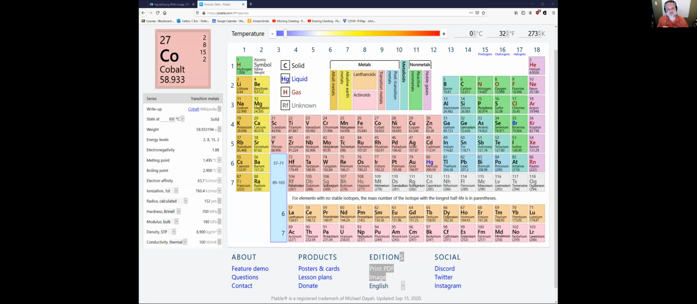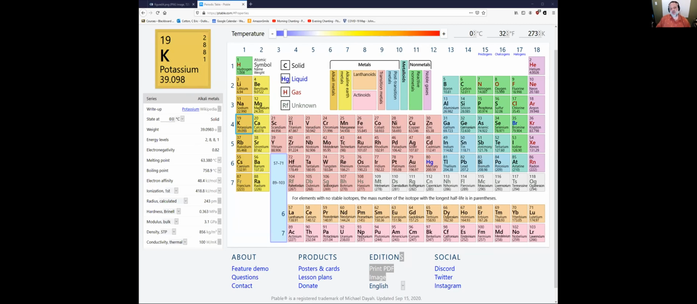I've already asked you to know the name and symbol of the first 30 elements. So that gets you to zinc. So what do I mean by that? Let's just select potassium as one of my favorite go-to elements.